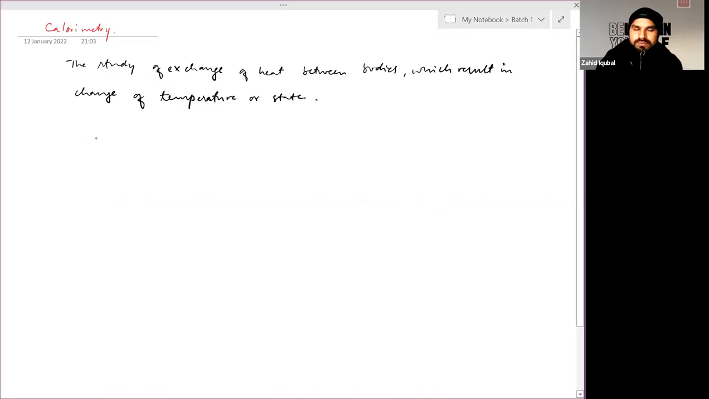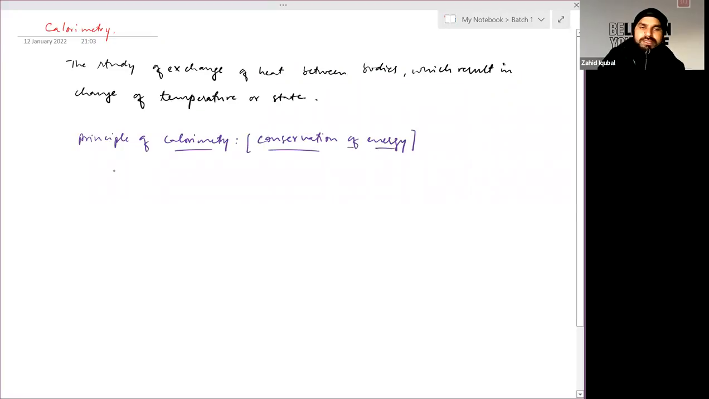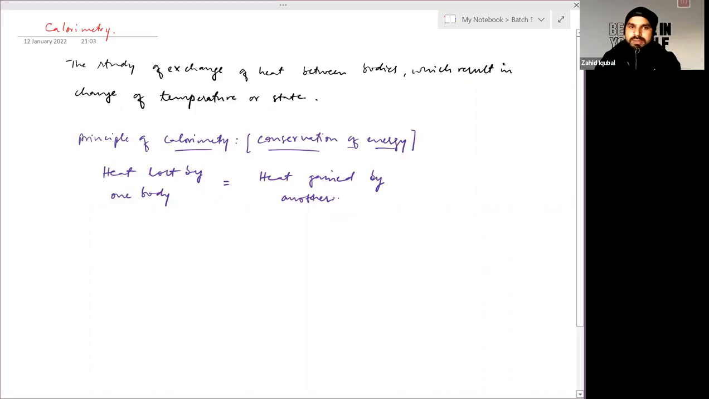Let me define you using conservation of energy about its principle. Principle of calorimetry. Based on conservation of energy, you can say heat lost by one body must equal heat gained by another, if there is no loss of energy in some other form as well.